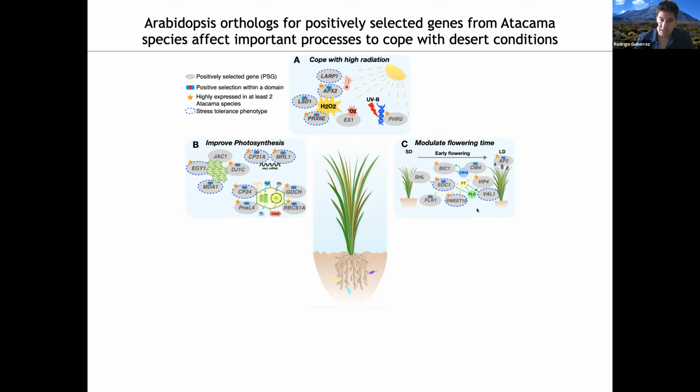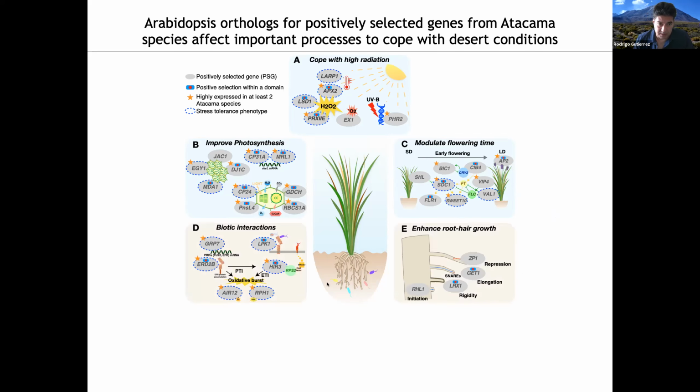Also, we found genes involved in modulating flowering time, which may be particularly critical in this environment because, as I mentioned in the beginning, water comes in a very short period of time during the year, and so plants must grow, in particular in case of the annuals, they must complete their life cycle really quick, flower, and proceed to the next generation.